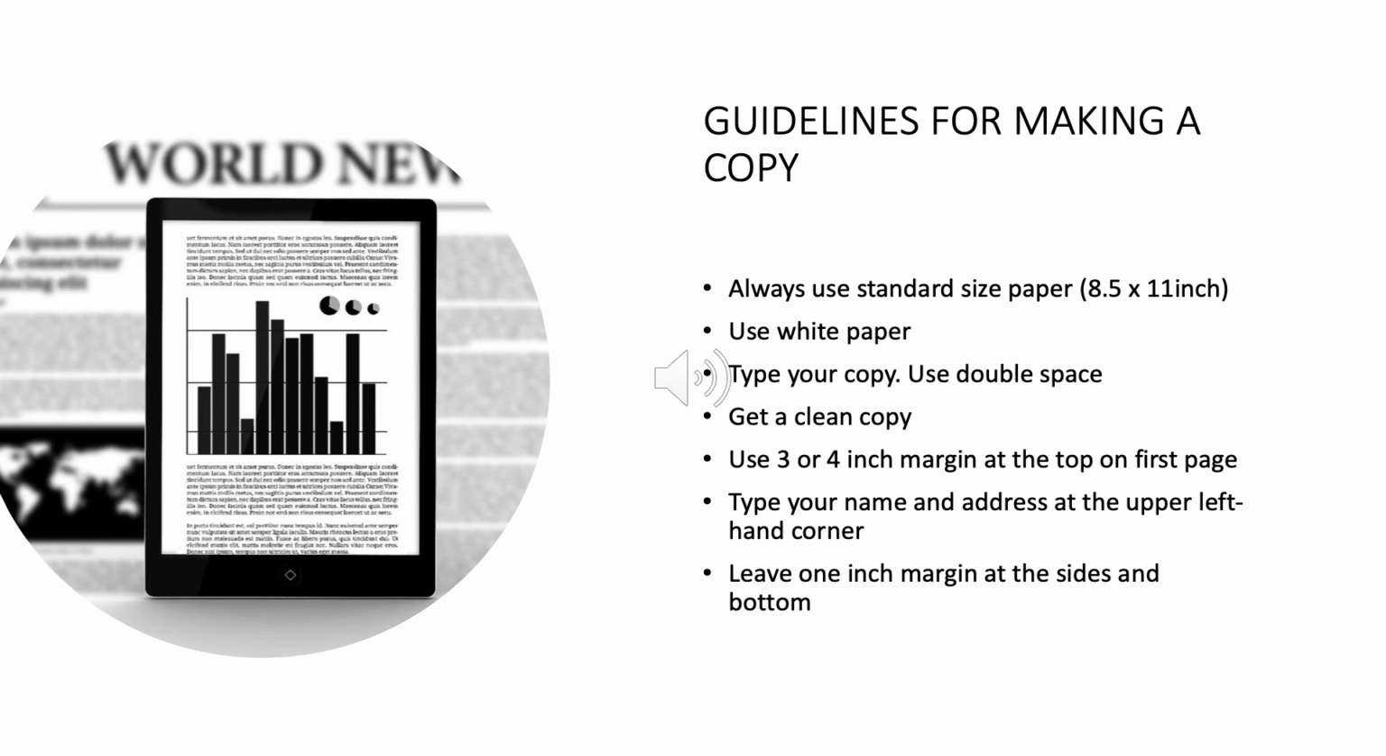How do you make a copy? Always use standard size paper. Use white paper. Type your copy, and use double space. Get a clean copy, and use a margin of 3 to 4 inches at the top on the first page. Type your name and address at the upper left hand corner. Leave a 1 inch margin at the sides and bottom.